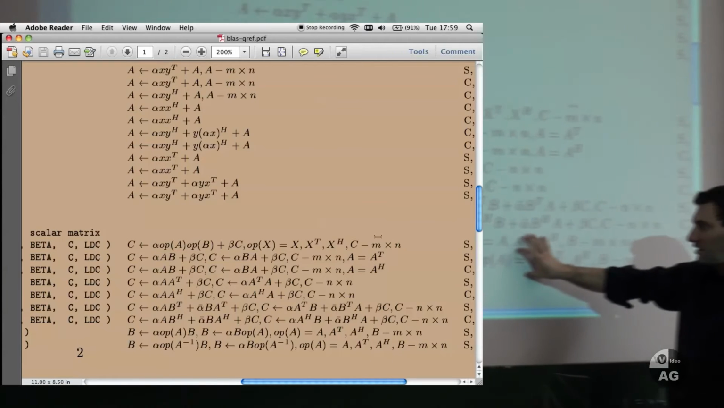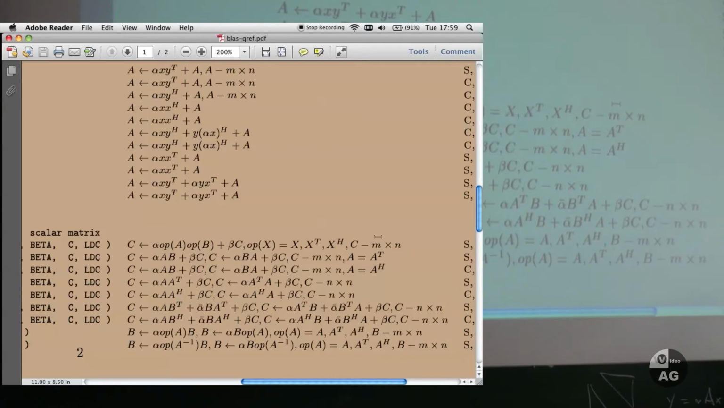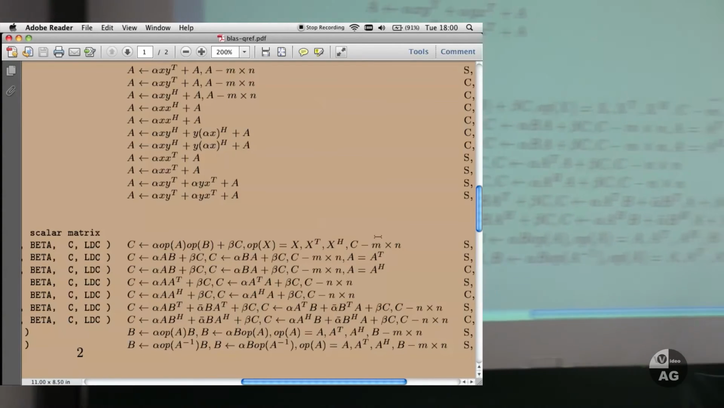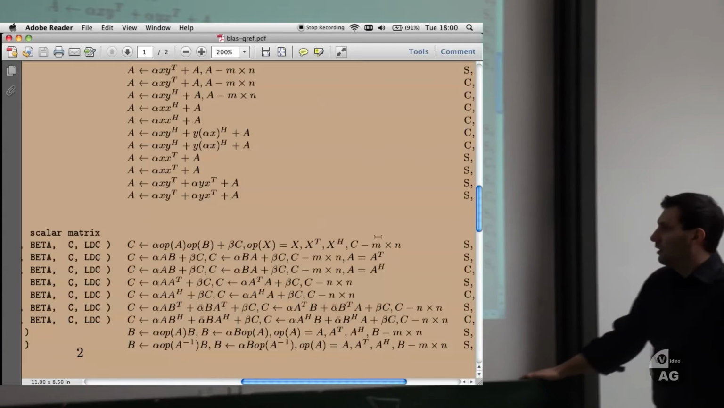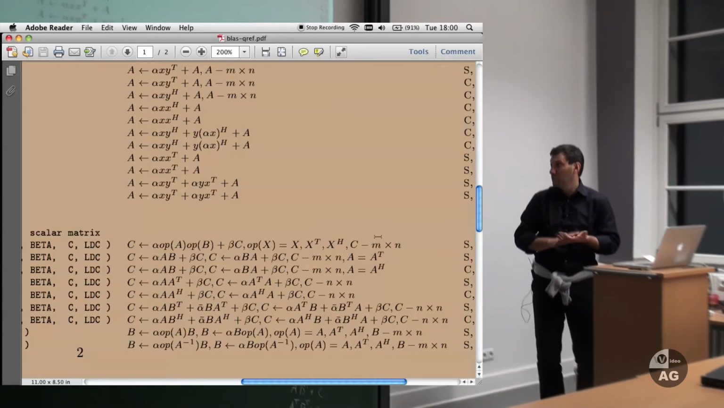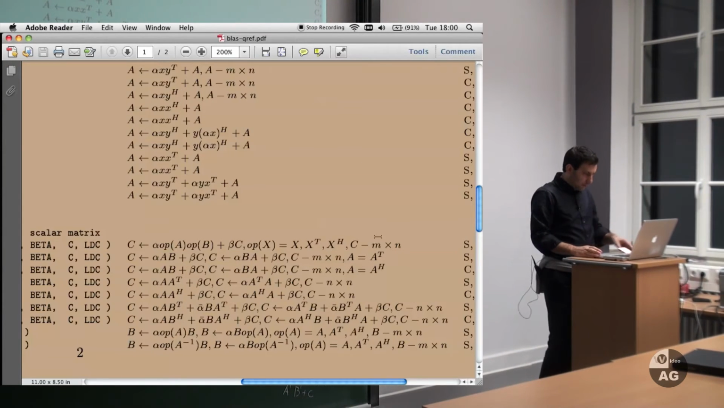And then you have triangular linear systems with multiple right-hand sides. So now B is not just a vector, it's a collection of vectors. And this is it. This is BLAS. And you guys will be using BLAS. We will be using BLAS. Questions about BLAS?